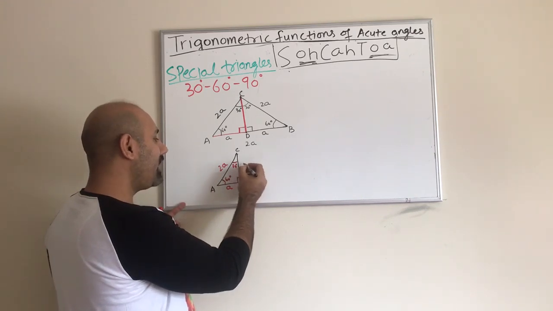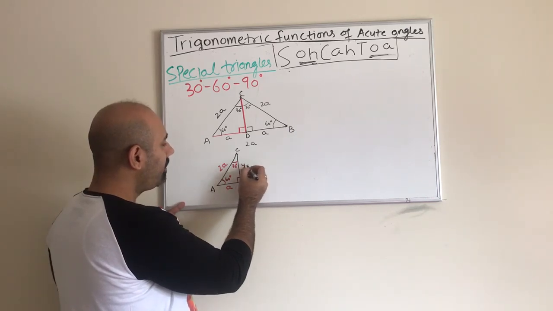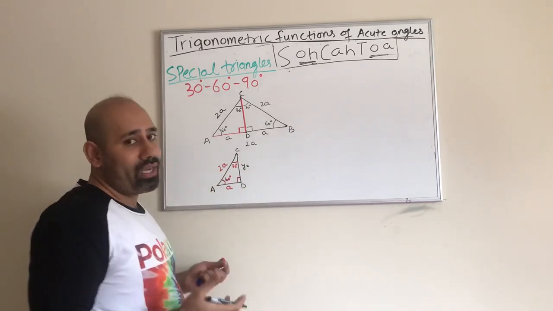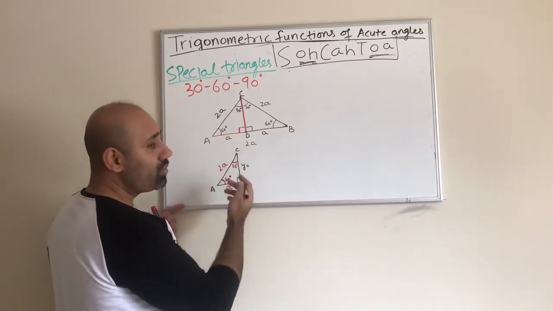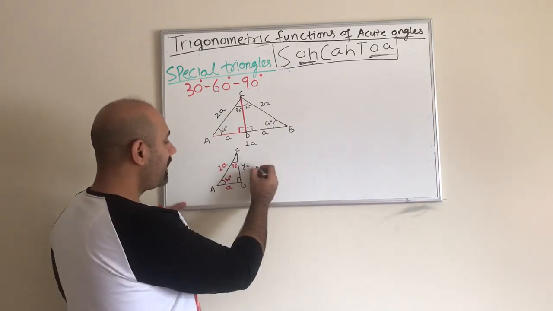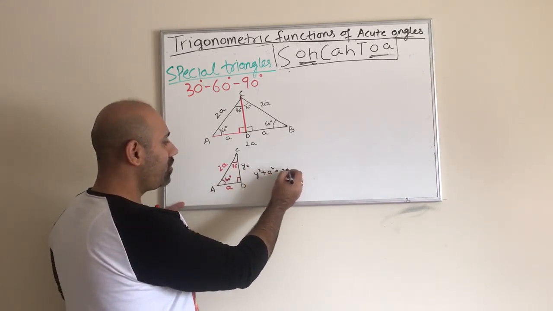So let us call that, you can call it whatever you like. Let me call it Y, because it's a vertical, so that's why I'm calling it Y. You can call it by any variable you like. So guys, to figure out the length of this, we are going to use the Pythagorean theorem. So using the Pythagorean theorem, it's going to be y squared plus a squared is going to be 2a squared.